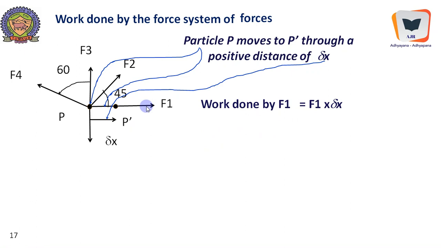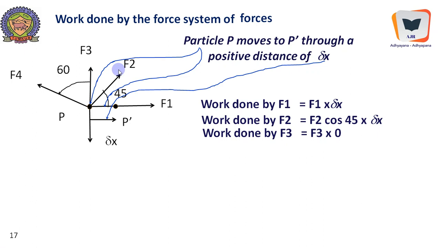Work done by force F1 is direct because it is also moving horizontally: F1 into del x. It is positive work. Work done by F2, on the other hand, is the component of F2 along the movement, that is F2 cos 45 into del x. That is also positive because the direction of the horizontal component is along the direction of the displacement. Work done by F3 is equal to 0 because F3 is unable to move this particle horizontally rightwards. There is no displacement that can be attributed to F3, therefore F3 into 0.